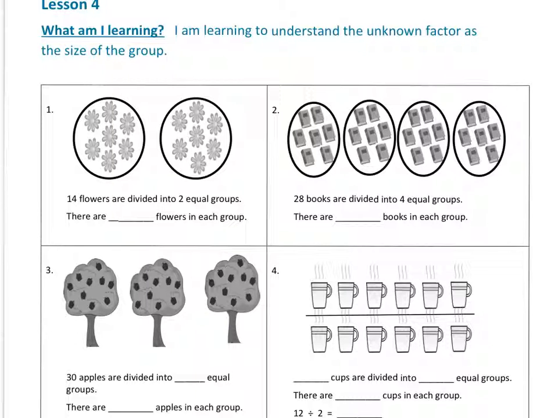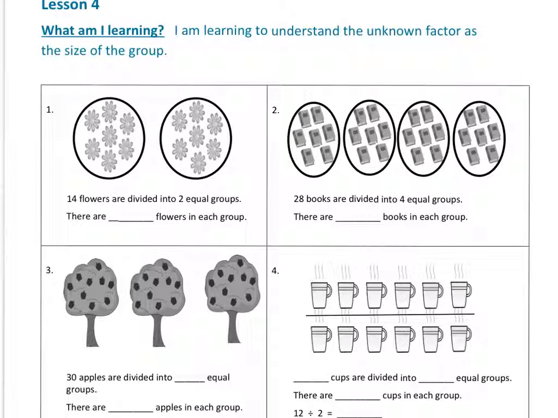Remember, this is division, so right now we're working on that factor, that unknown factor as the size of the group. Let's start with number 1. What it has here, number 1, is 2 groups. We have 2 groups with a certain number inside. The problem reads 14 flowers are divided into 2 equal groups. So we have 14 flowers. We're trying to figure out how many flowers are in each group. So there are blank flowers in each group.